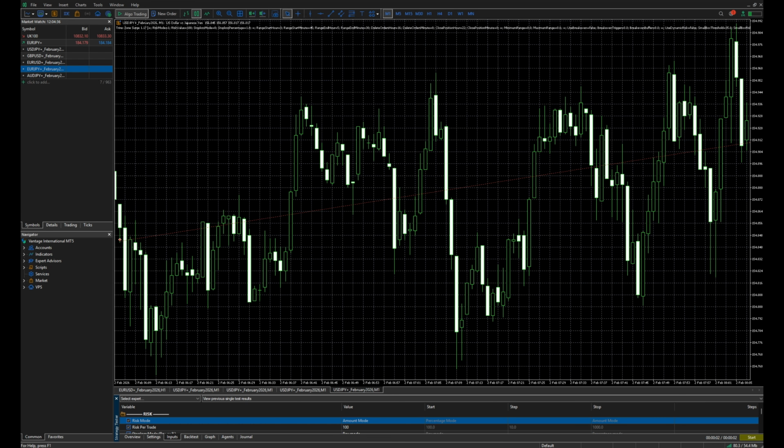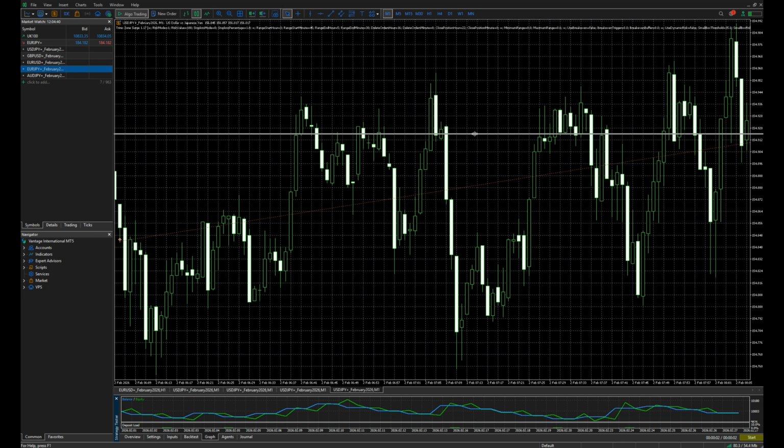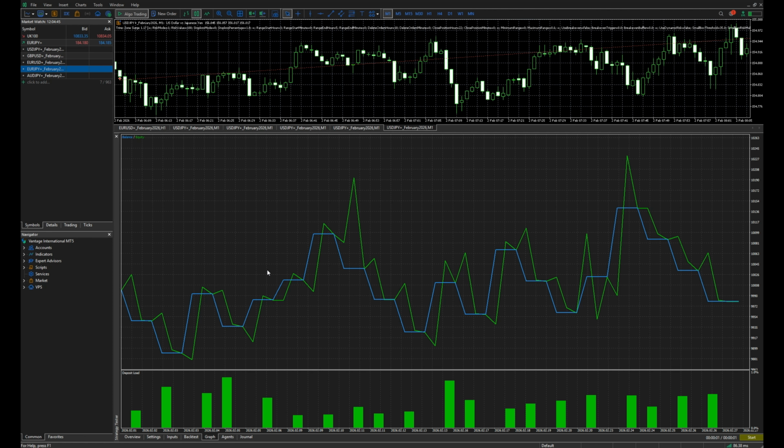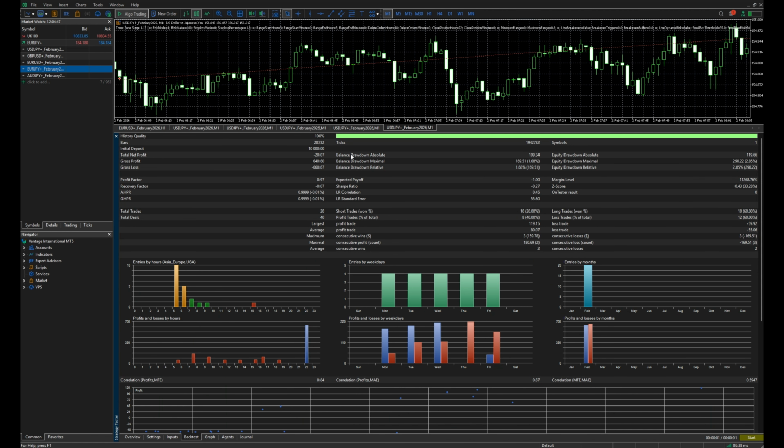So let's move on to my favorite pair. My favorite setup, sorry. Which is USD 5. And this one has also just been going sideways and performed break even.